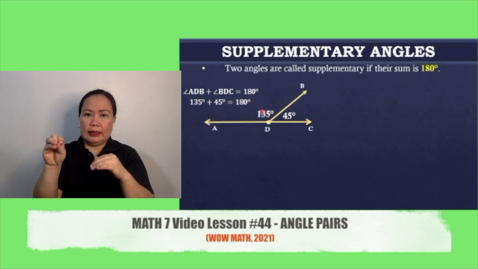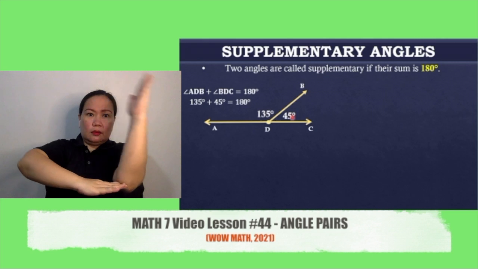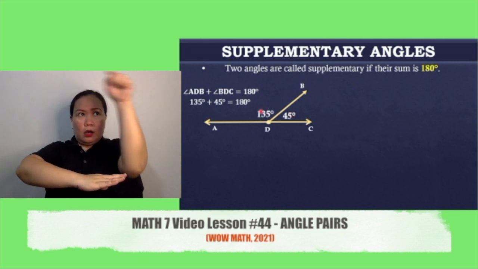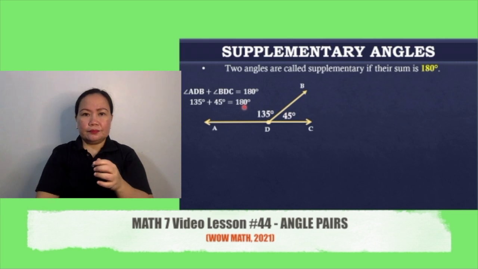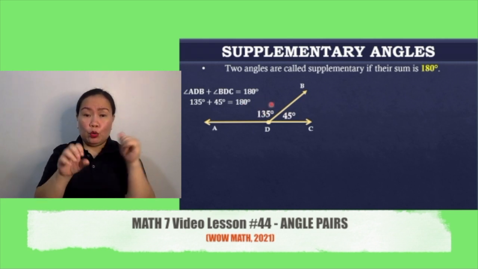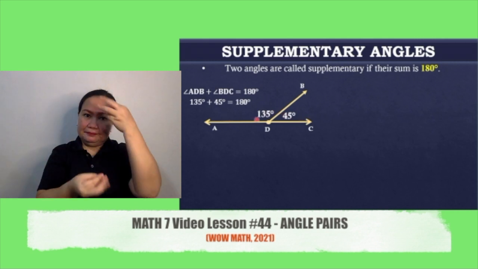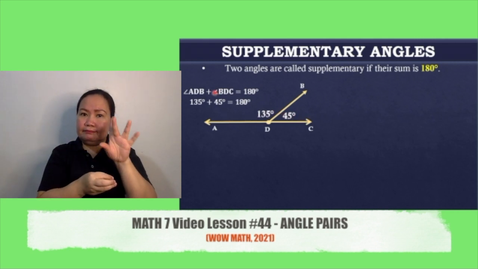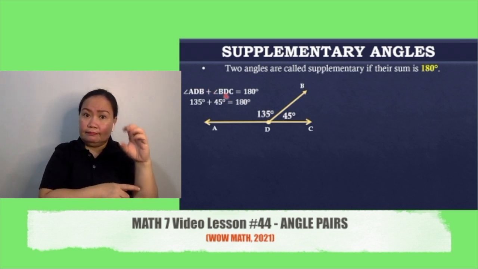So, this is the measure of angle ADB. This is the measure of the angle BDC. So, pag inadd natin yan, that is 180. Okay? So, pag sinabi natin supplementary, the sum of the two angles is 180. So, this is an example of supplementary angles. So, angle ADB and angle BDC are supplementary angles.